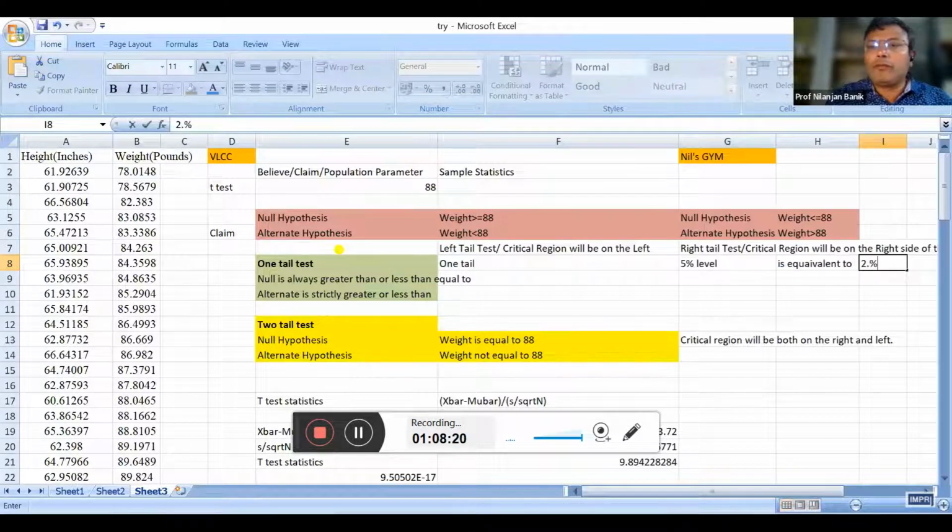A one-tail test at 5% level is equivalent to two-tail tests at 2.5%. Okay, so basically you are actually sharing the mass.